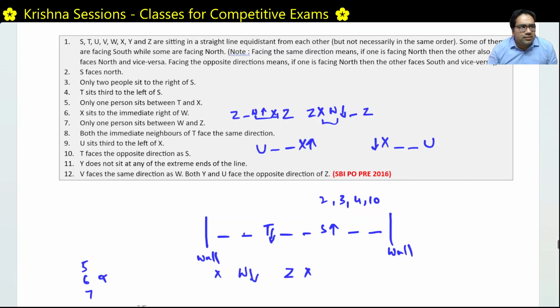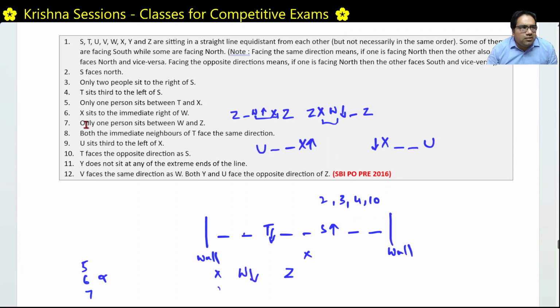Condition number 9 says U sits third to the left of X. Right. As per this condition, where should U sit? We have assumed X can be in two slots. We assume this is the first slot. If X is sitting here, then as per condition number 6, X sits to the immediate right of W, so W has to sit here only, facing south. We have discussed X has got two slots as per condition number 5, either here or here. W has to sit here only because X should become the immediate right of W, and so W has to face south.